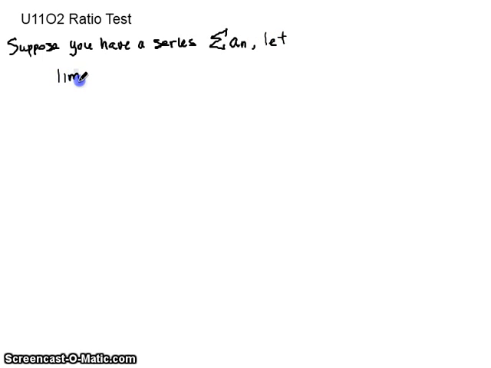Suppose you have a series, and we'll call that series a of n. Then we want to let some limit, as n approaches infinity of the absolute value of a of n plus 1 over a of n, equal some value L for limit.